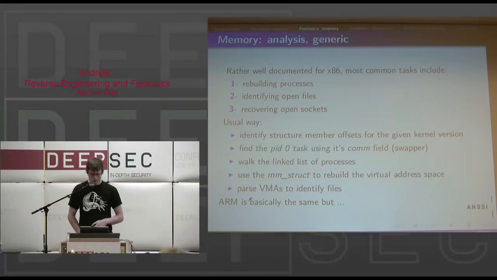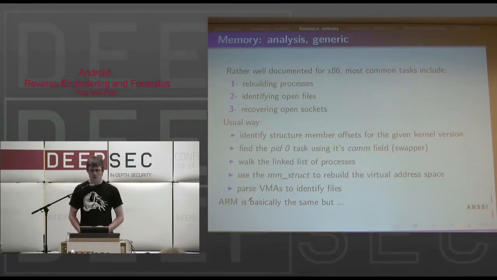The usual way is, once you have the given kernel version, you can get the attributes' offsets in the different structures of the Linux kernel. Afterwards, it's pretty easy. Once you have this information, just look for the PID 0 task. That is the first task that is launched at the beginning of the boot process, and it's really easy to find because the command field of the structure contains the word swapper, which is constant. So you have no problem finding it.